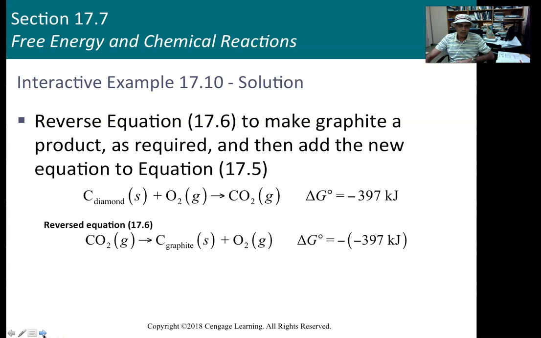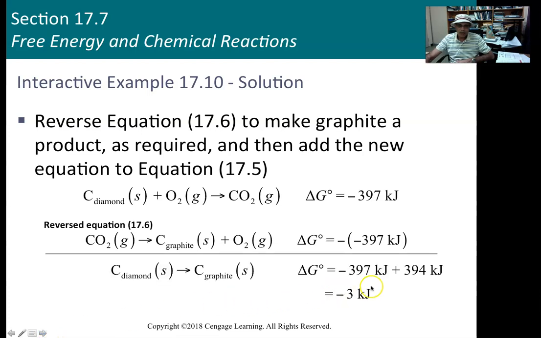And therefore, once you have these 2 equations, you can add them up to give you the overall change in free energy. So in other words, the change from diamond to graphite is non-spontaneous in one direction, but the overall change is about 3,000 joules of energy.